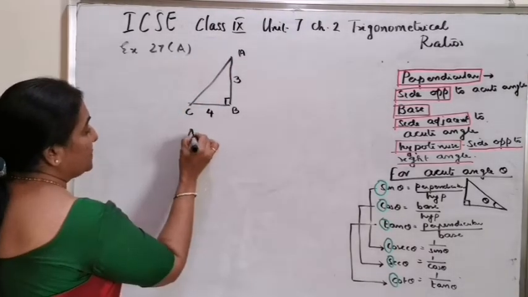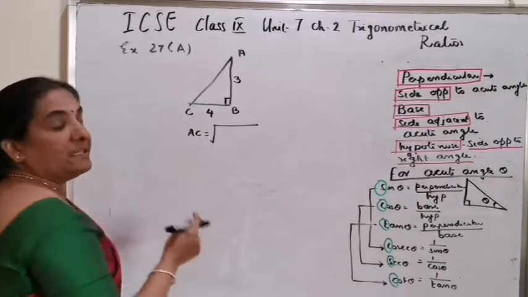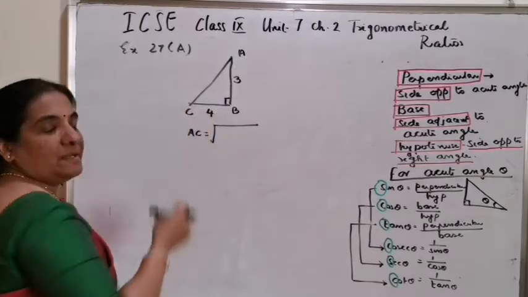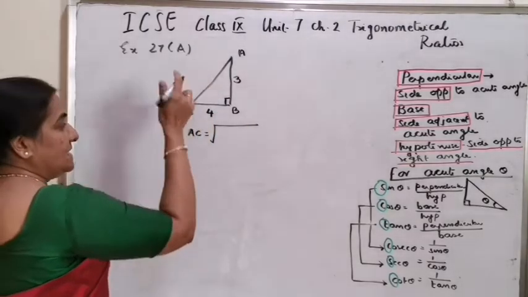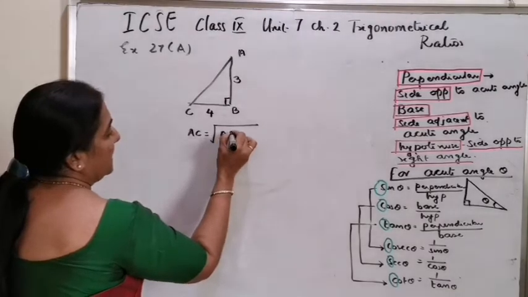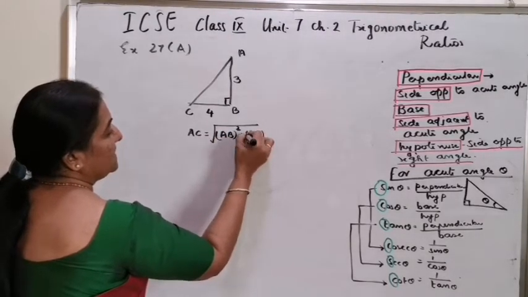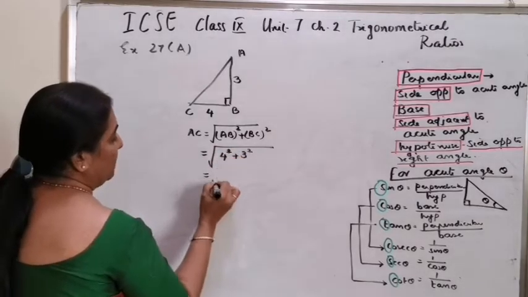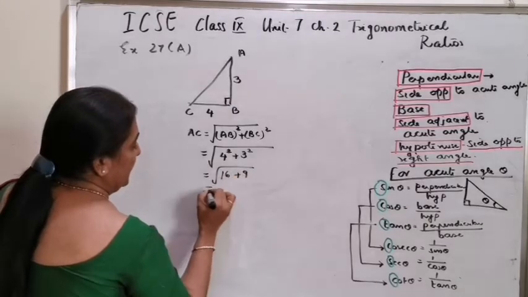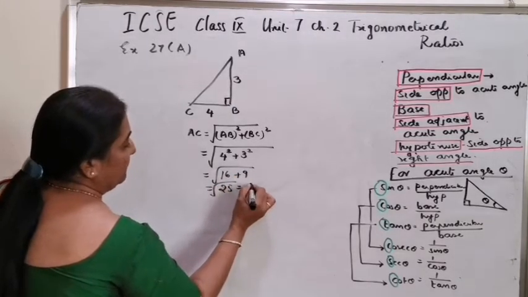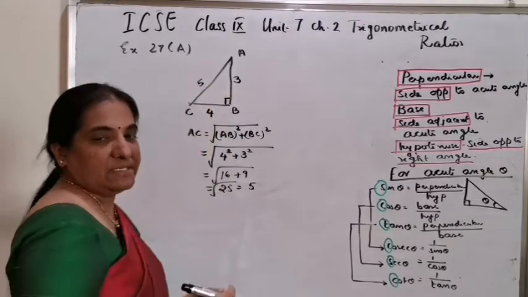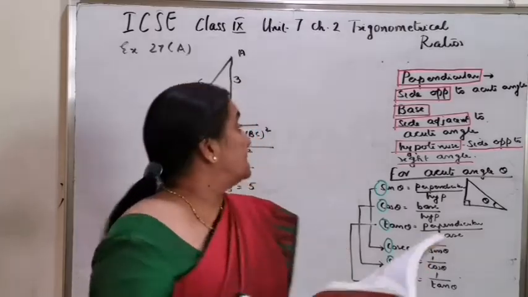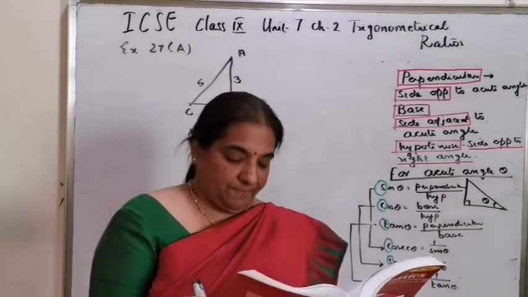How do you get the hypotenuse? By the Pythagoras theorem, AC square is equal to AB square plus BC square. So to get AC, AC is equal to square root of AB the whole square plus BC the whole square, square root of 4 square plus 3 square, or it is 16 plus 9, which is equal to square root 25 is equal to 5 units. Since they have given the measure as 3 and 4, you can just represent AC as 5 units.